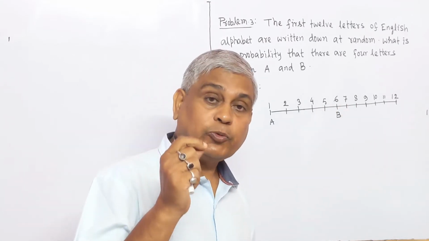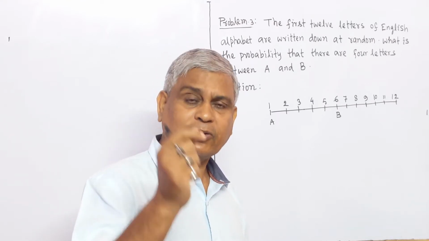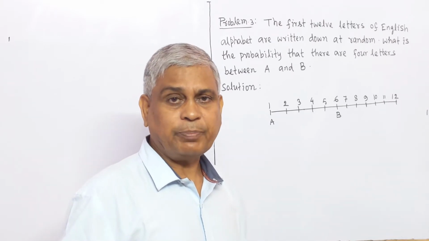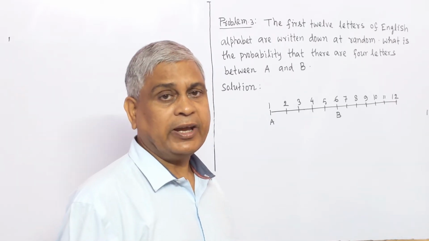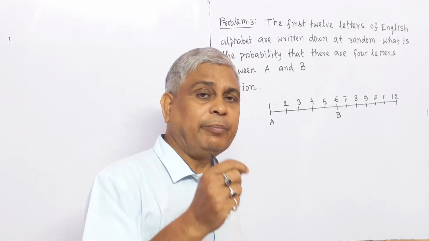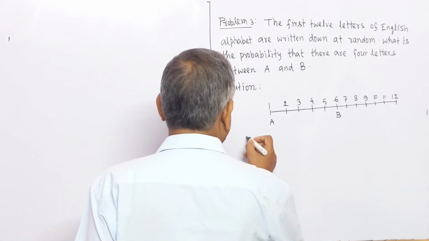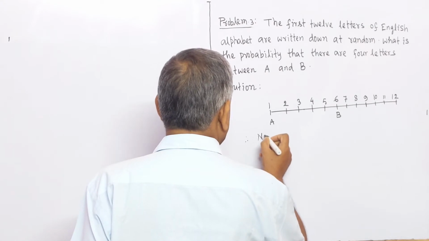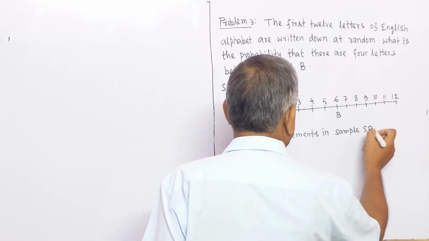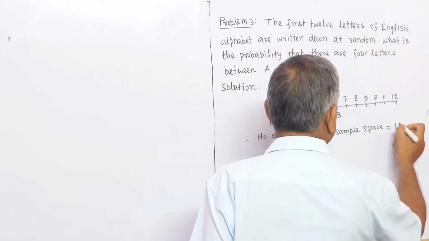So, number of ways to write these letters will be factorial 12, means 12 letters will mutually exchange the places and we get this arrangement of 12 letters, and number of ways will be factorial 12, that is number of elements in sample space equal to factorial 12.